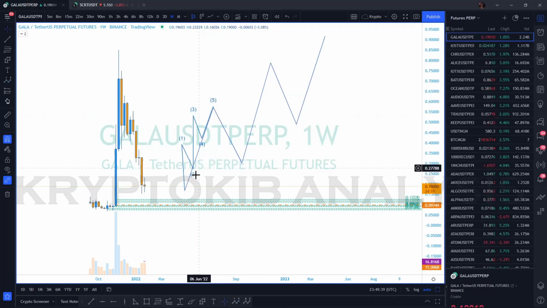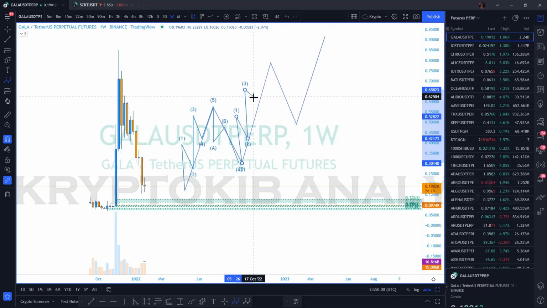So in this move up, we have 5 impulse waves, which then becomes just one move. And then now we have this correction from this point. We have our A, our B, then our C to where we bottomed out. Then going from the bottom, we have another move up, then move down, then move up, then move down, then move up.